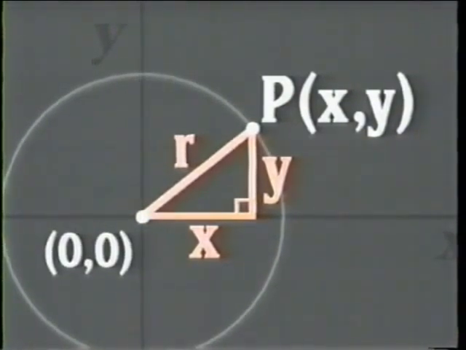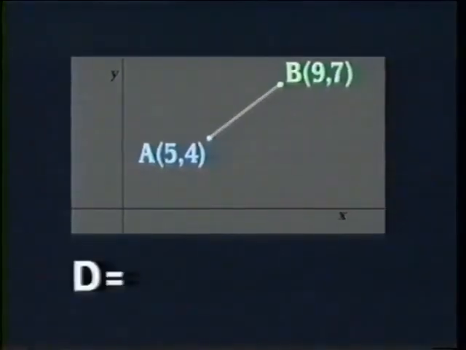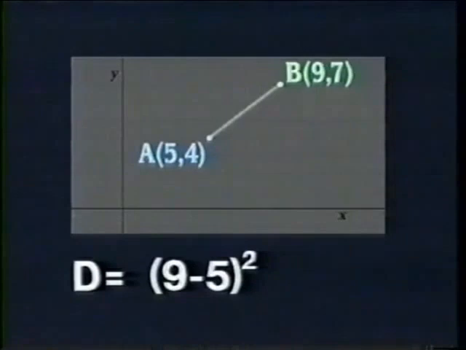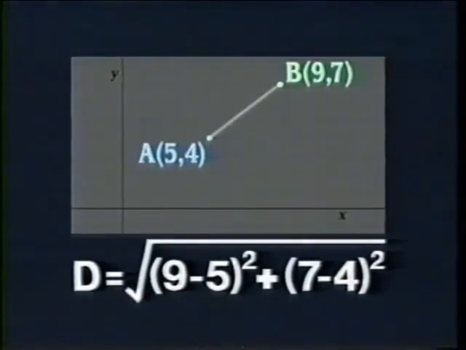The Pythagorean theorem provides a straightforward method of calculating the distance between 2 points. Here are 2 points, A and B. D is the distance between them. D is found by taking the difference in the x-coordinates of the 2 points and squaring it. Then take the difference in the y-coordinates and square it. Add them together and take the square root of the sum.